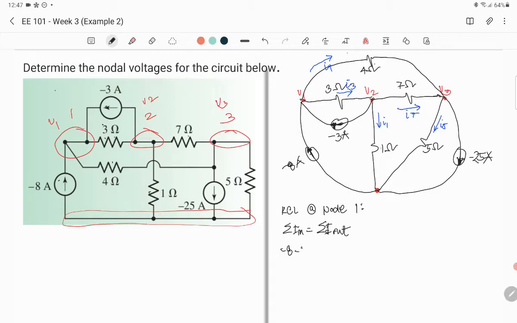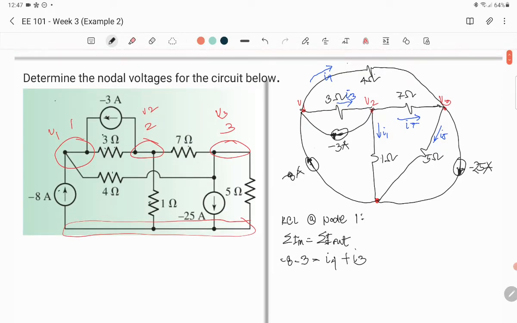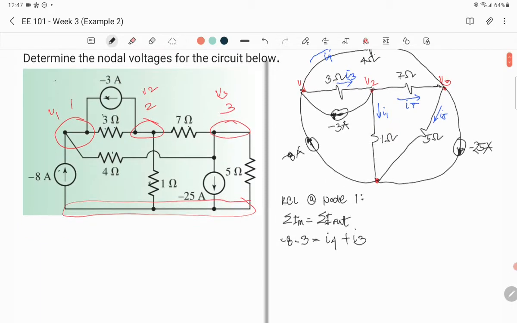Then we also have negative 3, which is equal to I4 plus I3. So we have 1, 2, 3, 4 branches at node V1. Then expectedly we should have 4 terms as well. So we have negative 8, negative 3, I4, and I3. So we have 4 terms. So we were able to reflect all of the currents in our circuit.